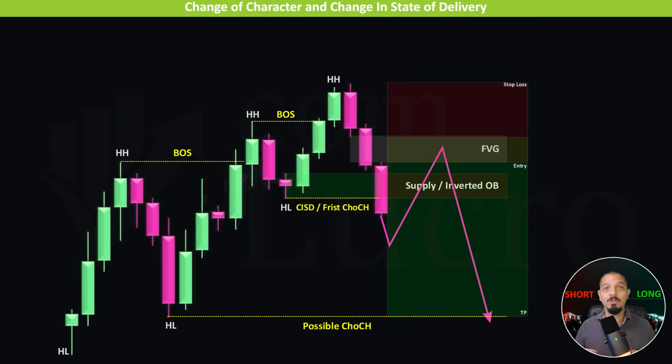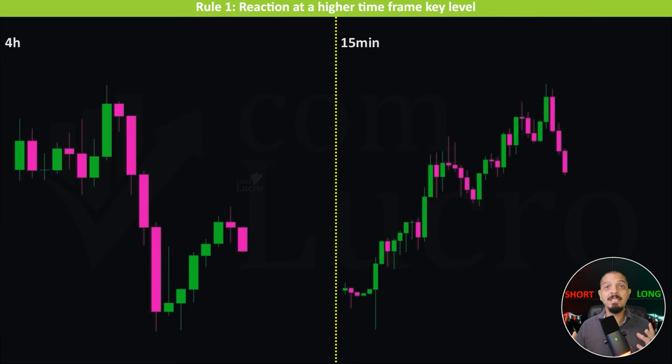However, it is important to note that not every change in state of delivery observed on the chart will lead to a successful trade, especially if it occurs without clear context, liquidity interaction, or directional relevance. CISD on its own only describes a change in delivery, not a guaranteed reversal. To trade CISD effectively, it must align with other market factors and conditions.